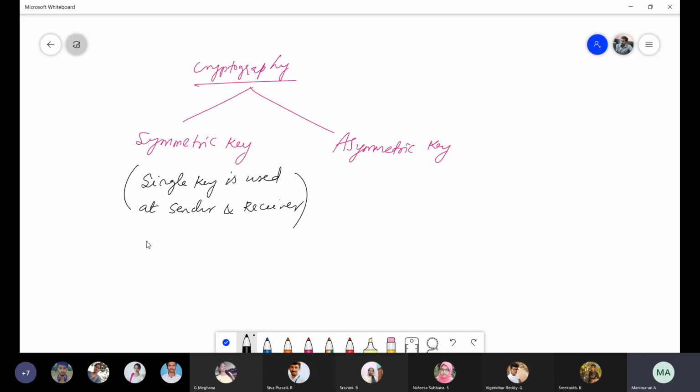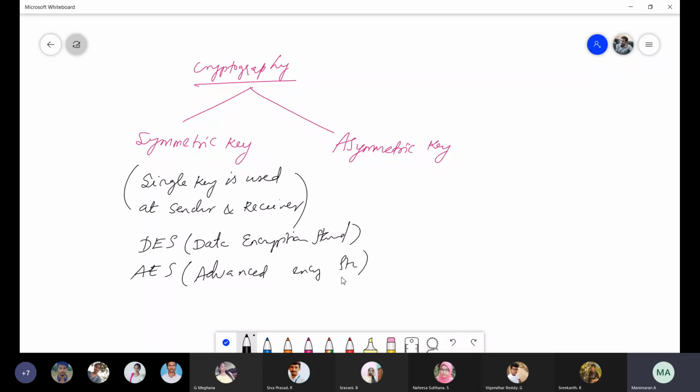The examples are DES algorithm and then AES algorithm, triple DES algorithm. Many algorithms are there, IDEA, also all those things. So DES means Data Encryption Standard. AES means Advanced Encryption Standard. DES, AES algorithms, both are there in your syllabus, we will see.